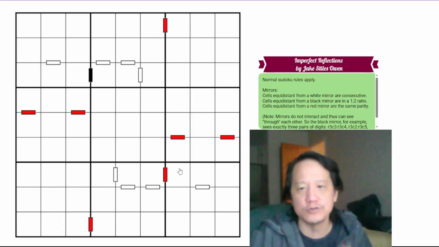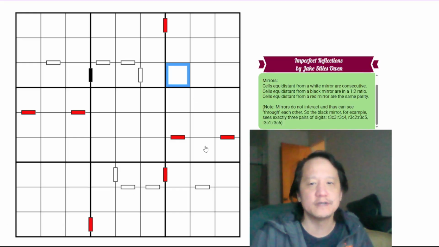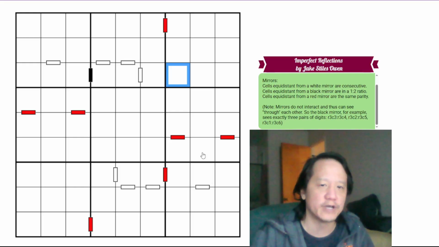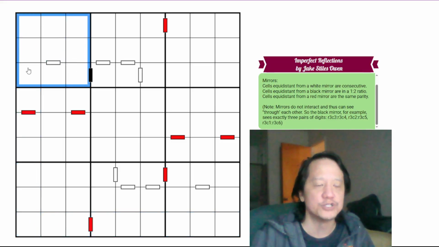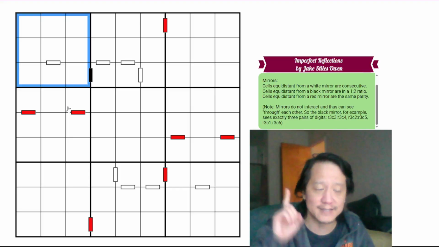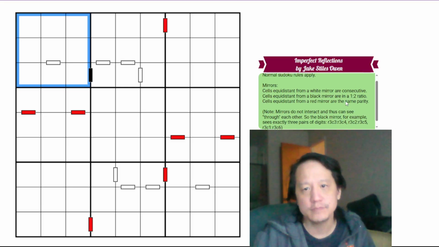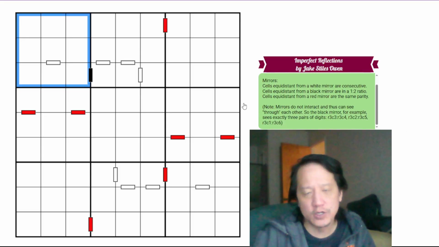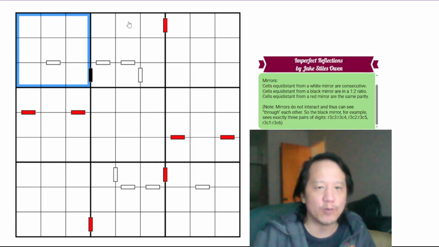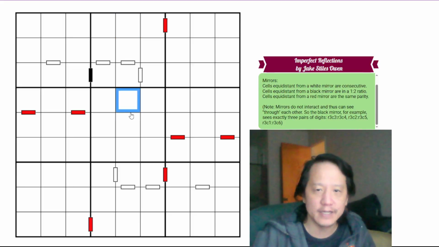Normal Sudoku rules apply, which means in every cell in the grid, place a single digit from 1 through 9, such that every row, column, and designated 9-cell region contains the digits 1 through 9 exactly once each. We have mirrors, where cells equidistant from a white mirror are consecutive. Cells equidistant from a black mirror are in a 1:2 ratio. And cells equidistant from a red mirror are the same parity.